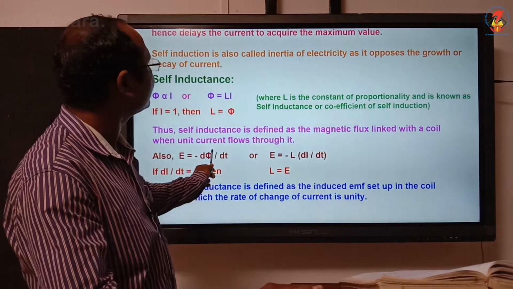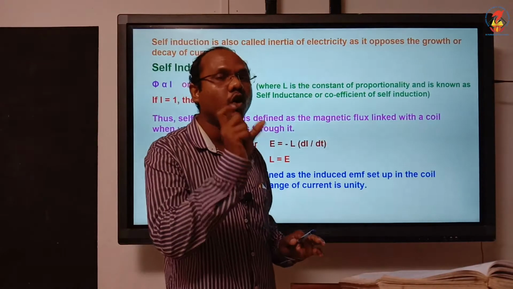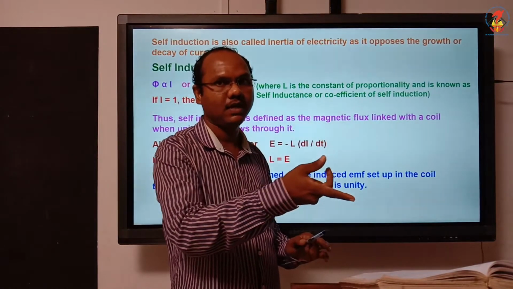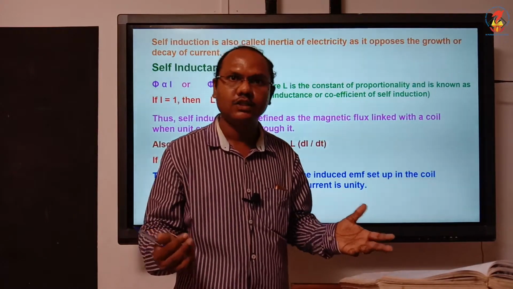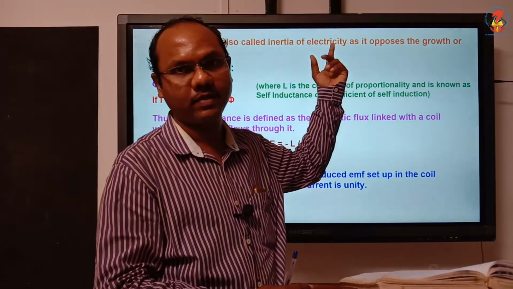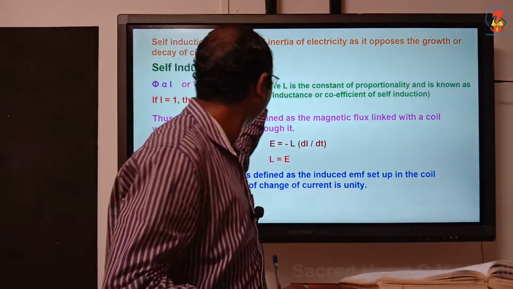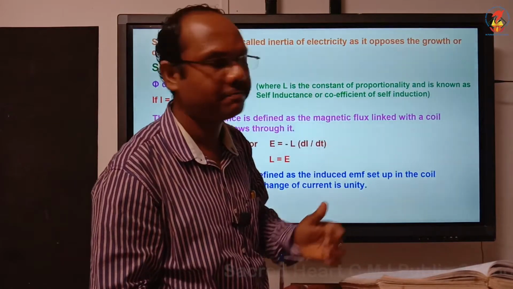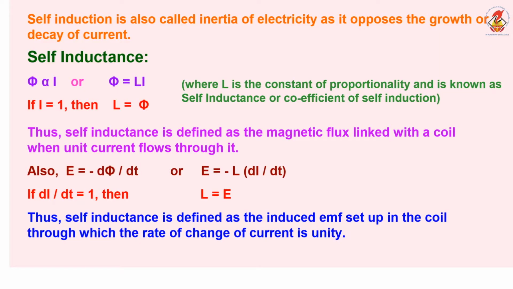Now self-inductance. Self-inductance is the coefficient of self-induction. Sometimes when they ask you to define self-inductance, students will write self-induction. Remember, self-induction is the phenomenon, self-inductance is the coefficient. So magnetic flux is directly proportional to current. So flux equal to L into I, where L is the self-inductance.